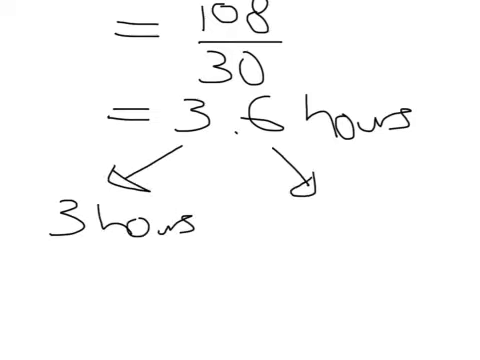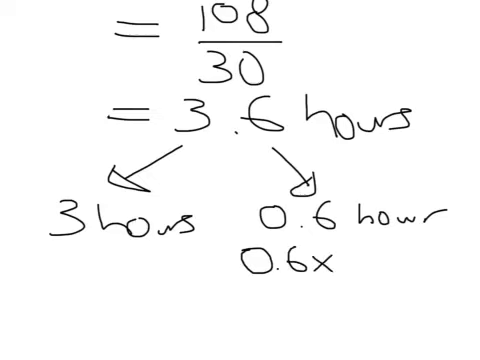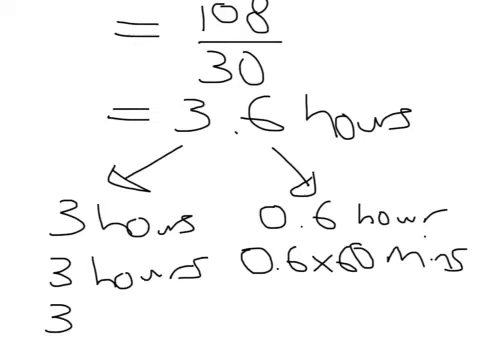Okay, so what we do then, we know that's 3 whole hours, and we have 0.6 of an hour here. So if we want to convert 0.6 of an hour into minutes, we remember that there are 60 minutes in every hour, so it's 0.6 of 60, and we write that as 0.6 multiplied by 60 minutes. So we find that gives us 3 hours and 36 minutes.